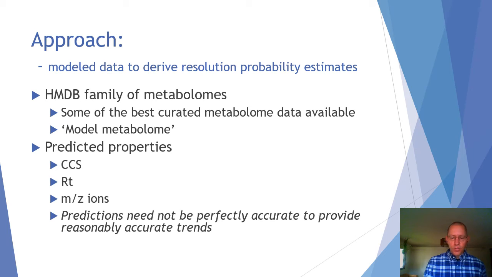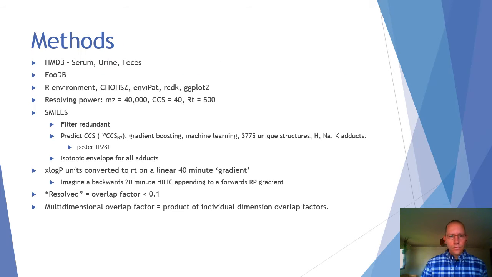We have some assumptions that I'll go through later, but the prediction accuracy isn't critical. The methods that we'll use here are to download the HMDB serum, urine, and feces databases, as well as FoodDB, a larger natural products type database. All of the calculations are done in our environment using the packages listed here.